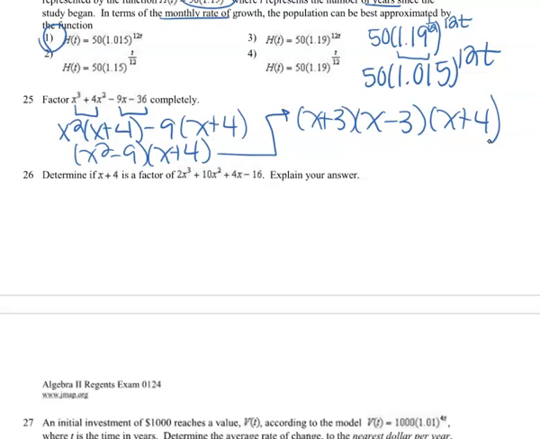Question 26, determine if x plus 4 is a factor and explain your answer. Honestly, I think the quickest way is just doing some synthetic division. 2, 10, 4, -16. Put -4 in the box because that's the root of what you're dividing by.